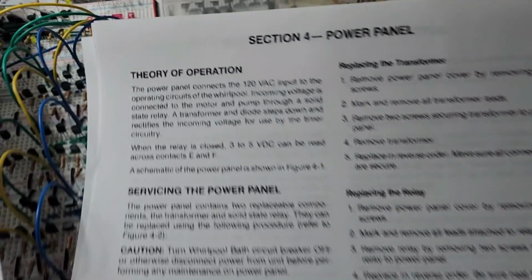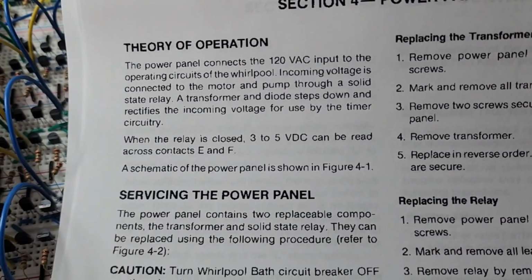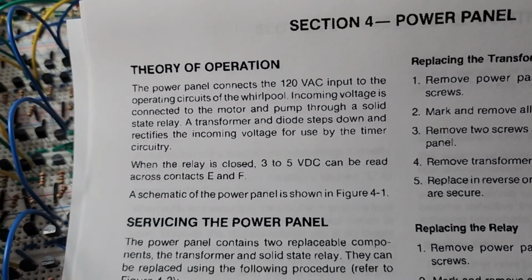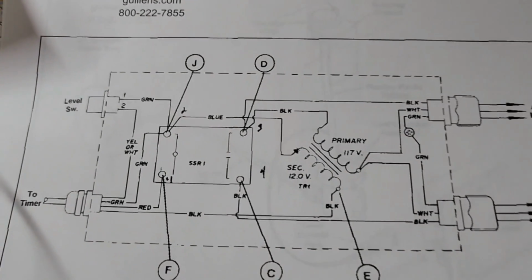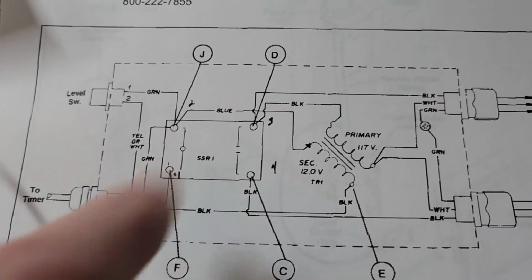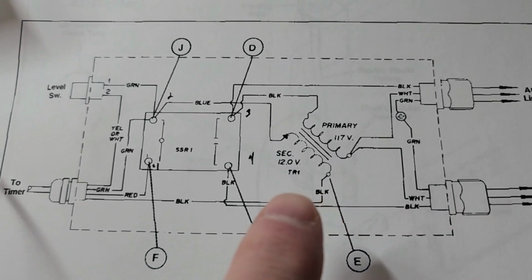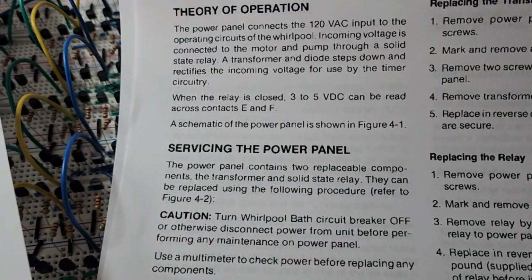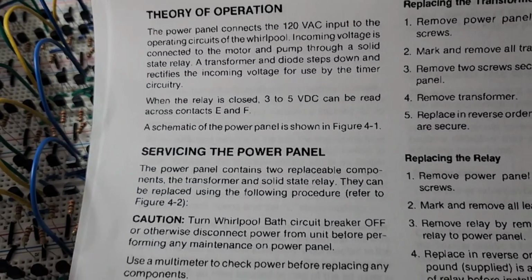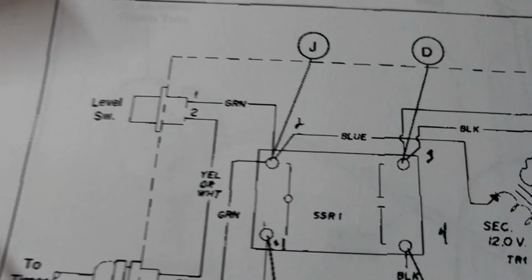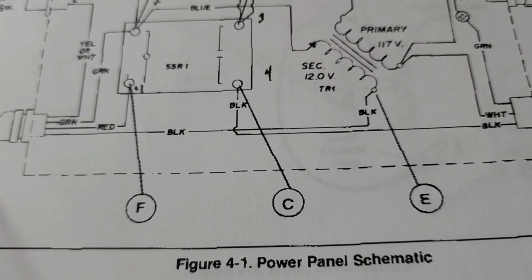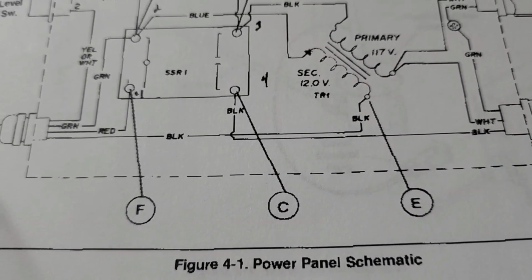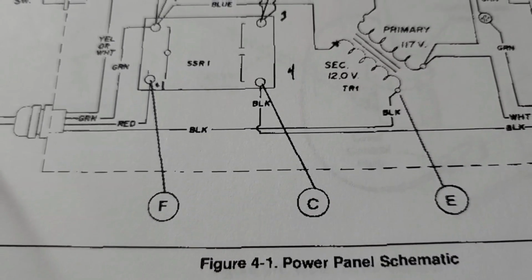Okay, so I learned a couple of things. Here's the power panel, theory of operation. 3 to 5 volts across the EMF. So here's the circuit for power. This is solid state relay. They're saying contacts EMF. Oh, E and F. Okay. So between the black and red wires.